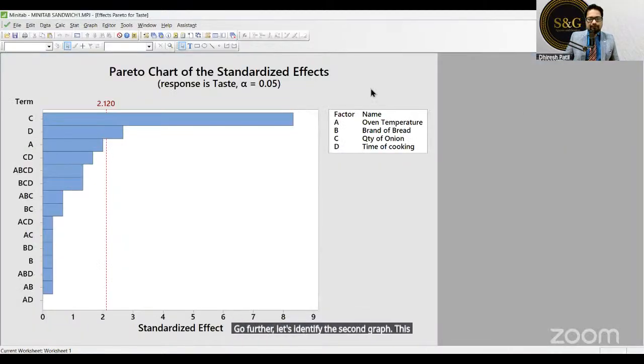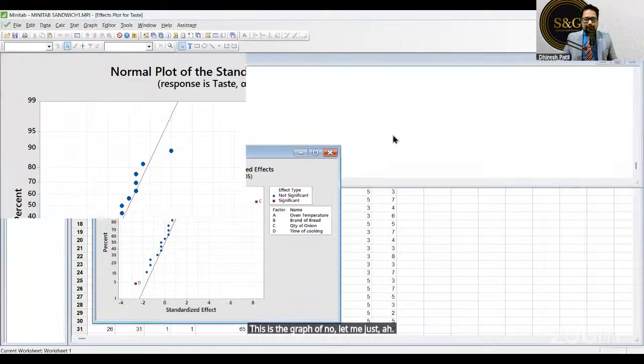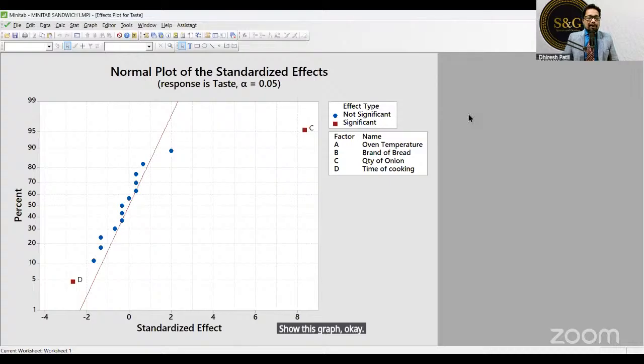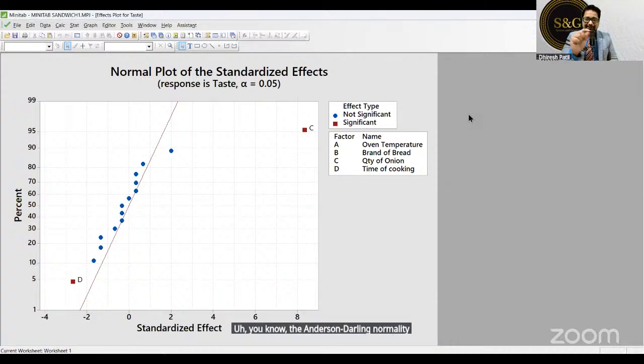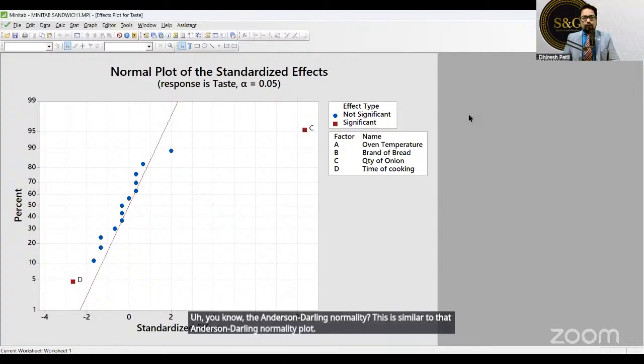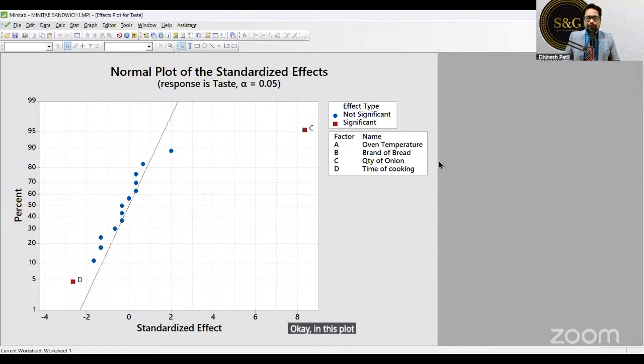This is the second graph. Let me just show this graph. Okay. This is a normal probability plot. This is similar to the Anderson-Darling normality plot. In this plot, what it is showing is that it is actually figuring out what are the significant contributors and what are the non-significant contributors.